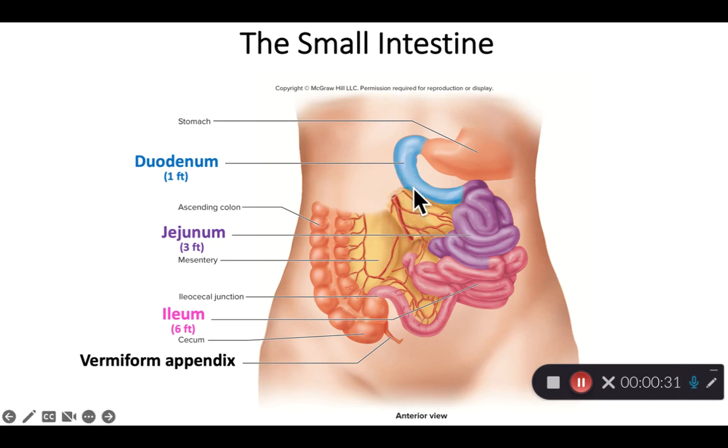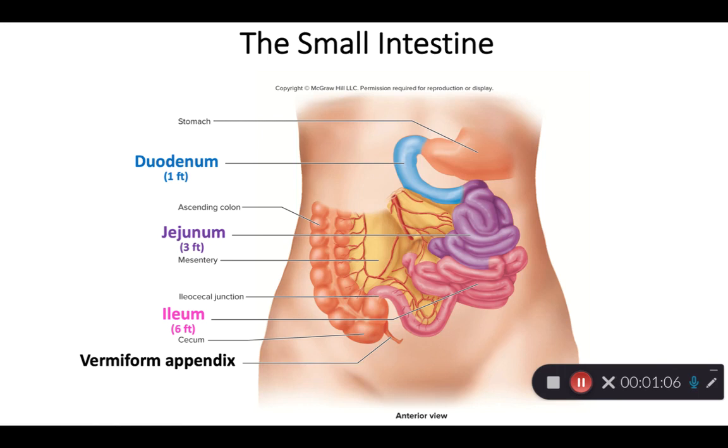As the material moves through the small intestine, it goes from the duodenum into the jejunum, which is about 3 feet long, then into the ileum, which is about 6 feet long. So during that whole time, we are doing most of our chemical digestion. We're also going to begin our absorption of the nutrients. So by the time this material gets to the end of the ileum, we're pretty much done with all the absorption and all the digestion.